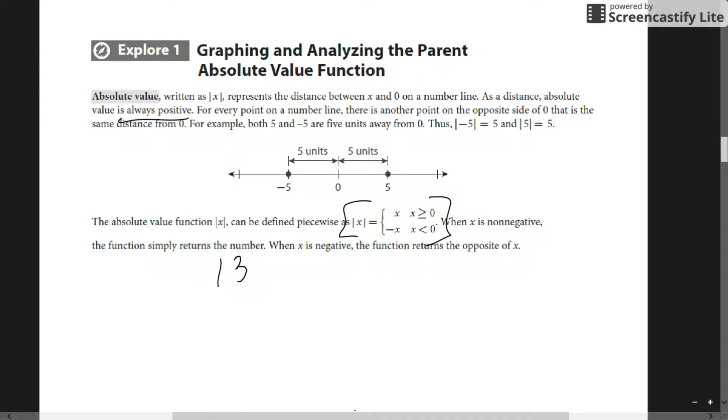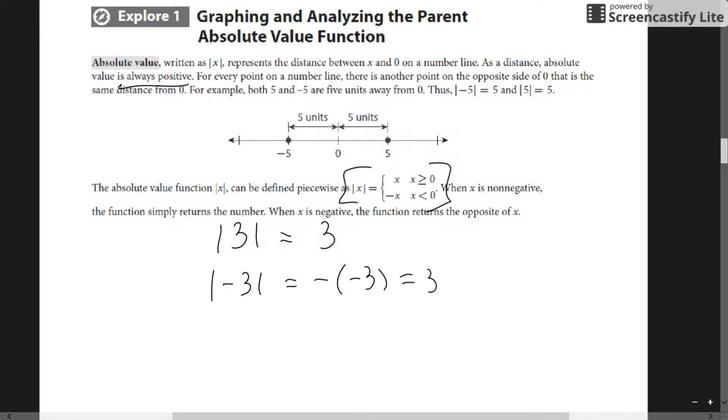So for example, if I input 3, which is greater than 0, my output is exactly what I put in. Whereas when x is negative, the function returns the opposite of x. So if instead I input -3, my output would be the opposite of that, which is +3. Again, this is called a piecewise function because it acts a different way depending on what the inputs are.